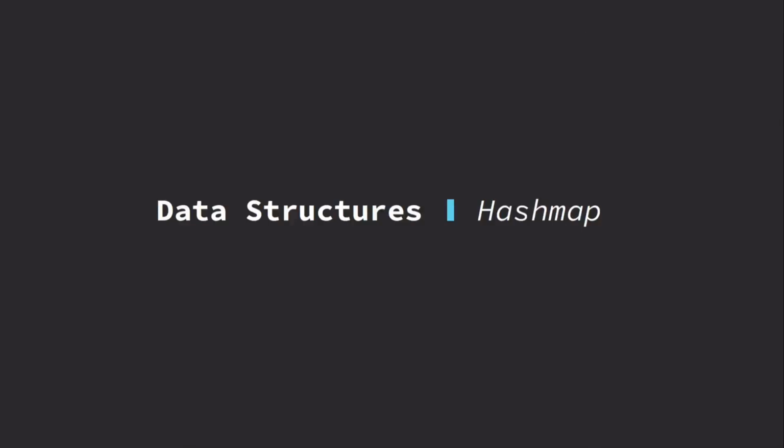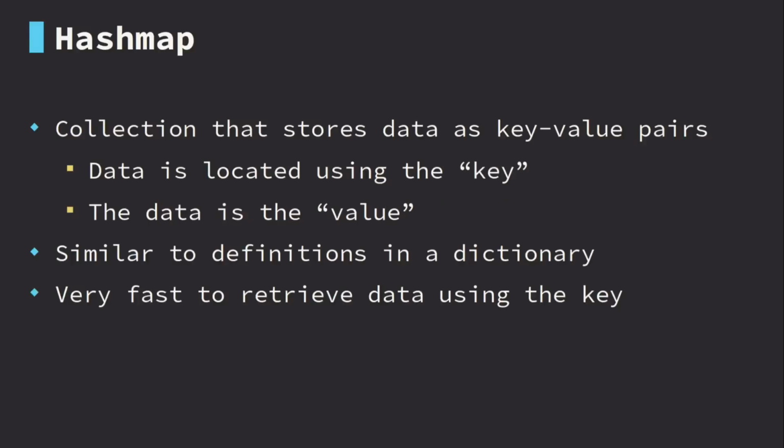In this video, I'll be explaining a data structure called the hash map. Hash maps are useful for storing information and retrieving information when you know exactly what you're looking for. A hash map is a collection that stores data as key-value pairs. Data is located using the key, and the data itself is the value.